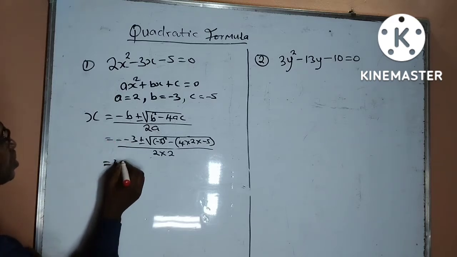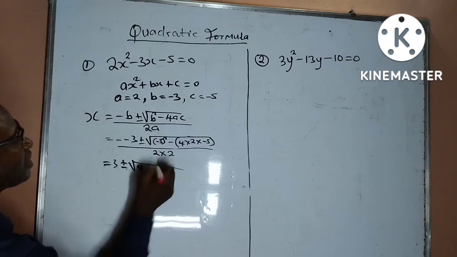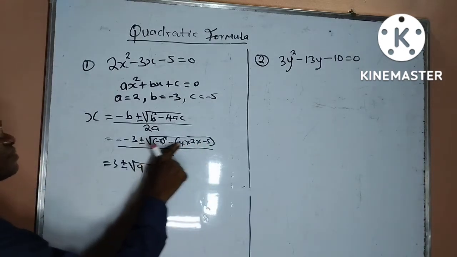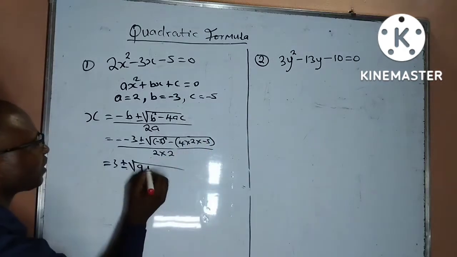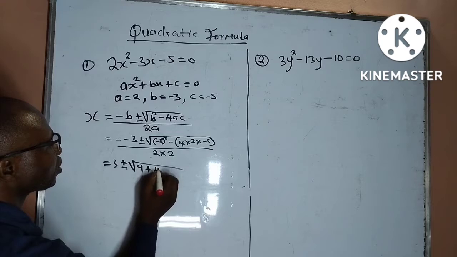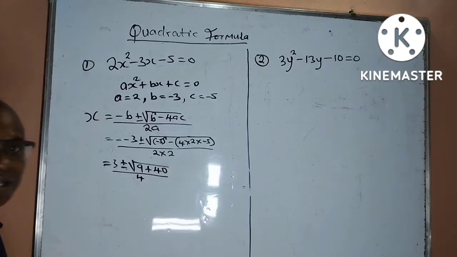Minus is plus. So I have plus or minus. Minus 3 squared is 9. Then minus times minus inside the bracket. Minus outside the bracket times minus inside the bracket will give me plus. 4 times 2 is 8, and 8 times 5 is 40. Everything all over 4. That is what I'll have.